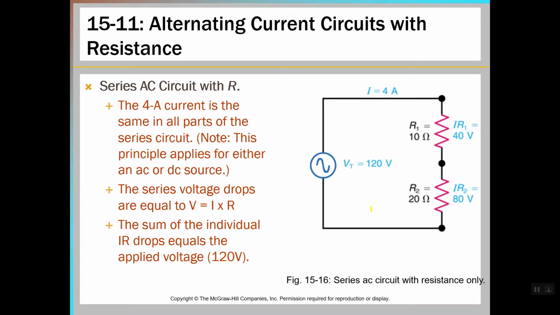Now here's where it gets interesting. Here's a resistor circuit in AC. Just like before, we still calculate our sums. So that's 30 ohms right there. 120 volts divided by 30 ohms is going to give me a current of 4 amps.